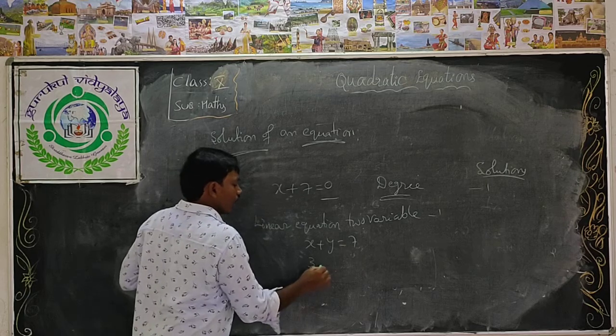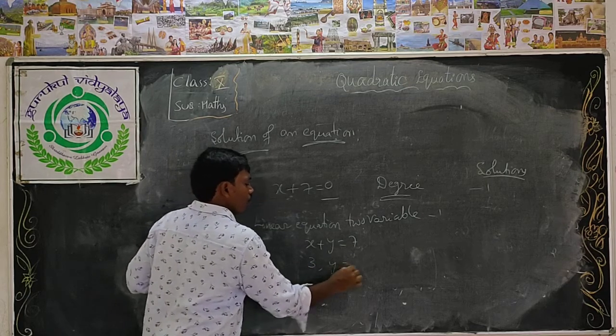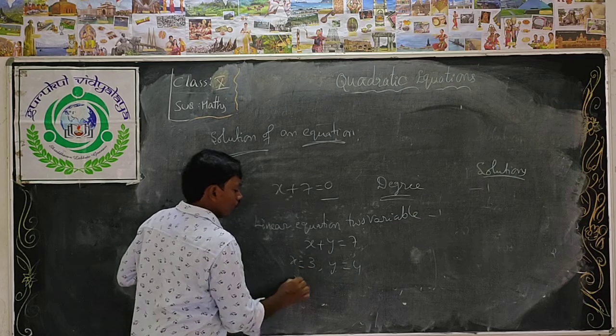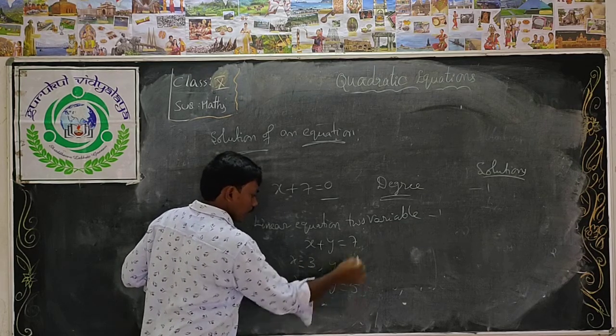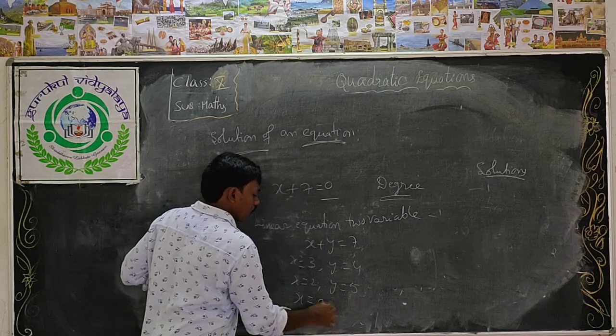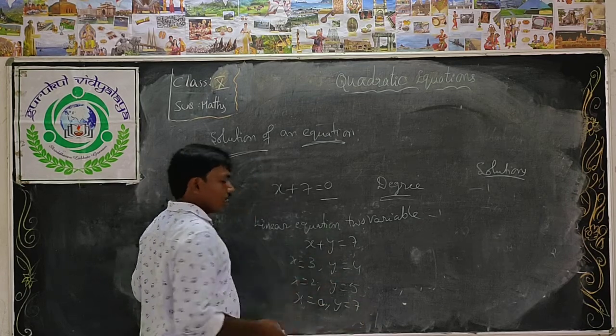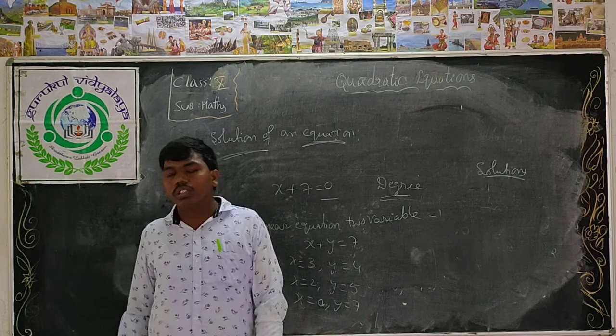Take x equal to 3, y will become 4. X equal to 2, y is 5. 3 plus 4 is 7, 2 plus 5 is 7. If x is 0, y is 7. We get it like that. So there are many solutions.